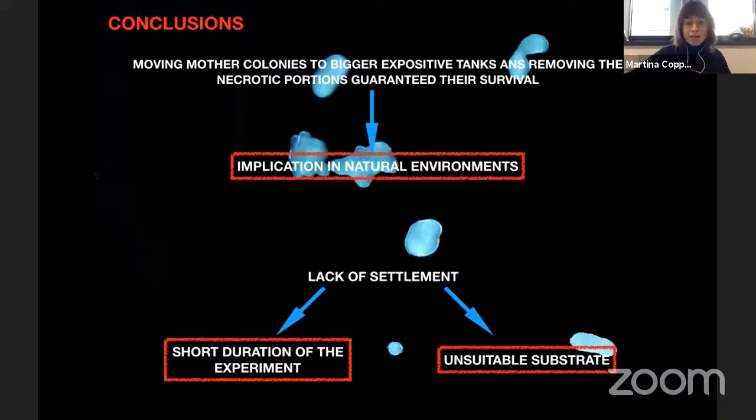About the lack of settlement, we hypothesized that we did not observe settlement because our experiment lasted only 45 days. Indeed, in the literature, some species need up to 7 months to settle. And also, maybe the glass beaker that we provided was not the perfect substrate to adhere and to settle.